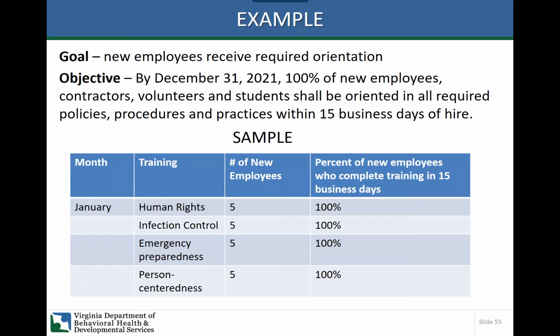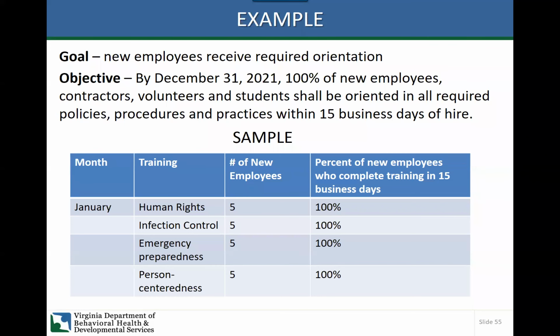And I'm very clear here that this sample does not include all required training pursuant to Regulation 440, because it's certainly more than human rights, infection control, emergency preparedness, and person-centeredness. But those are the four things I included on this chart. So this is how they're monitoring it. They say, January, here's the training. We had 5 new employees and they were all trained within 15 business days. So that's great. February is great.